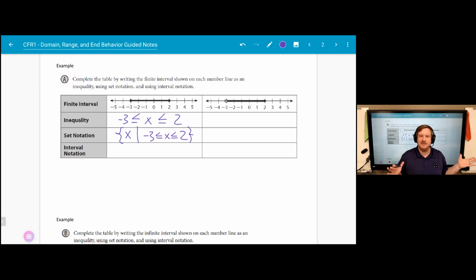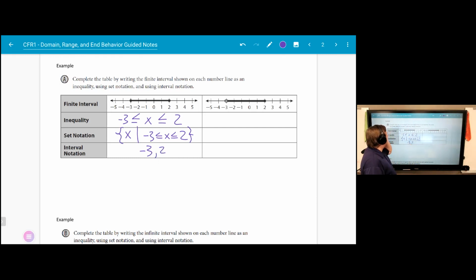That's set notation. Find the interval notation, write it, put some curly brackets, and if it's an X, put the X with the bar. If it's the Y, put the Y with the bar. We're just doing X's right now. Interval notation. Love interval notation. What's the smallest number? -3. What's the biggest number? 2. We got a comma.